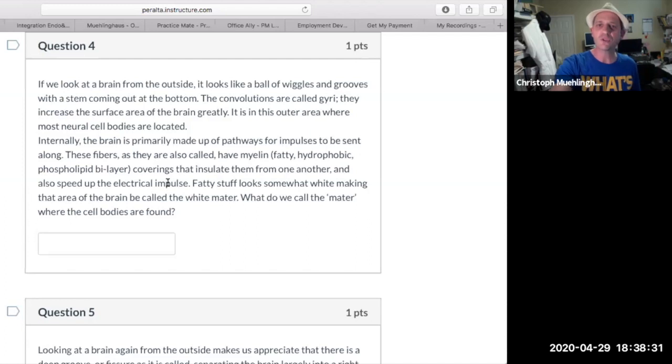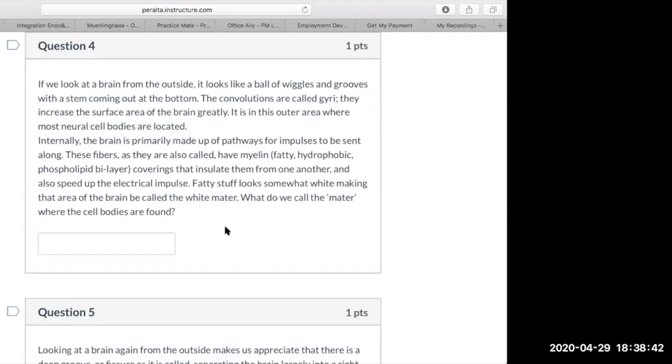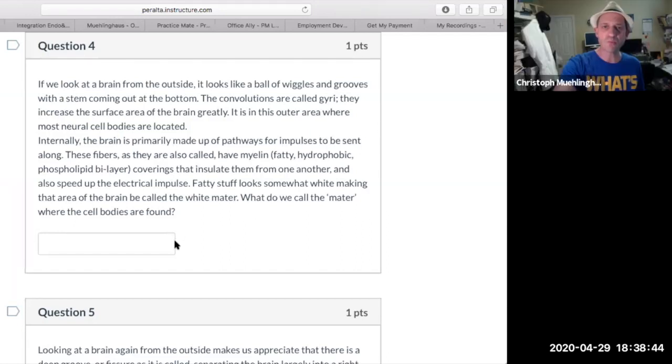Fatty stuff looks somewhat white, making that area of the brain called white matter. What do we call matter where the cell bodies are found? Gray matter. Gray matter. And that's the one where we got to make sure I spell it with M-A-T-T-E-R, huh?